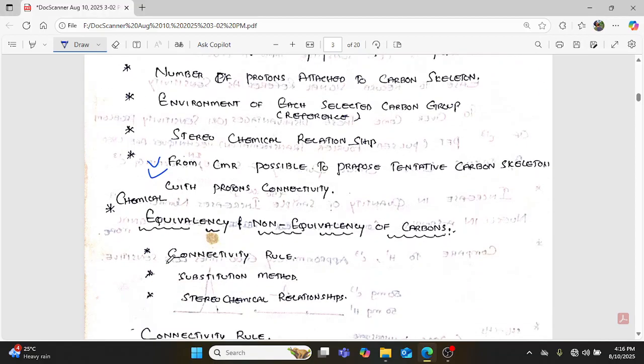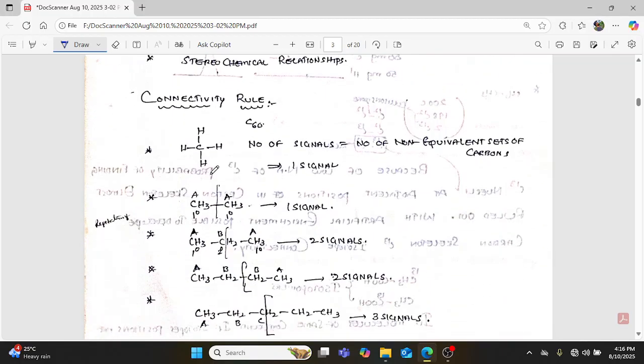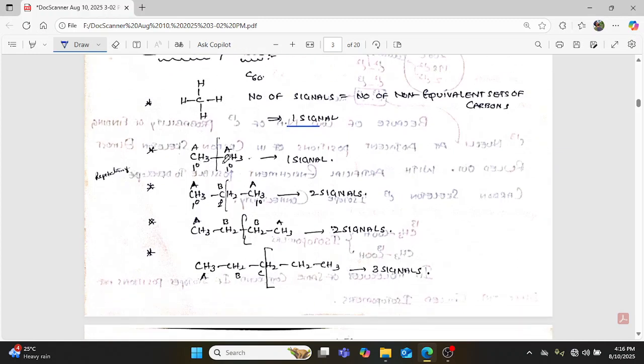Let's continue with equivalency and non-equivalency. In the case of proton NMR, we have two rules. One is the connectivity rule and the second one is the substitution criteria. Here also we follow the same phenomena. Connectivity rule means the environment around the carbon. In the case of proton, we have seen the environment around the proton. Now we look at the environment around the carbon. Simple. Here, see, the carbon is connected to similar atoms, that's why only one signal. Here we have two carbons, but both the carbons are primary, aren't they? That's why one signal.